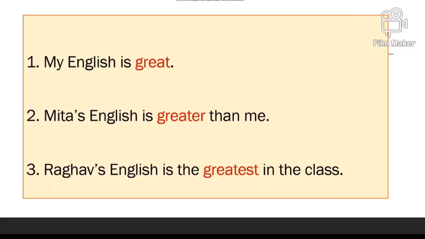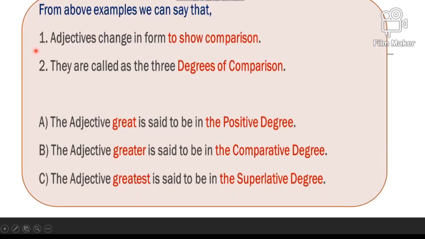Let us study these examples, these sentences. My English is great. Mita's English is greater than me. Raghav's English is the greatest in the class. Here we can see that in the first sentence no comparison is done. My English is great, but in these two sentences comparison is done. From these examples we can say adjectives change in form to show comparison.